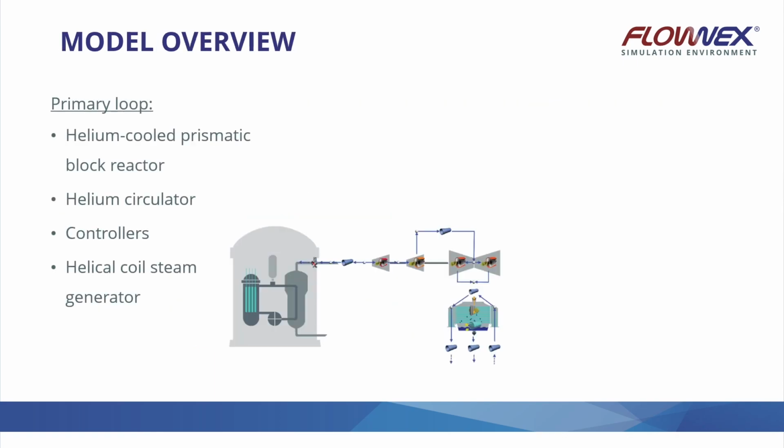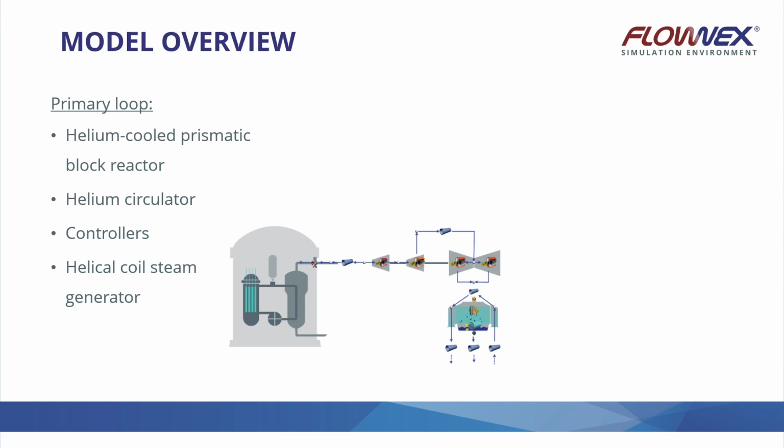The simple nuclear plant used to model an accident scenario for this model will consist of a primary loop and a secondary loop. The model was kept simple for demonstration purposes, but Flownex is capable of modeling large integrated systems, and I will show some examples at the end of the webinar.